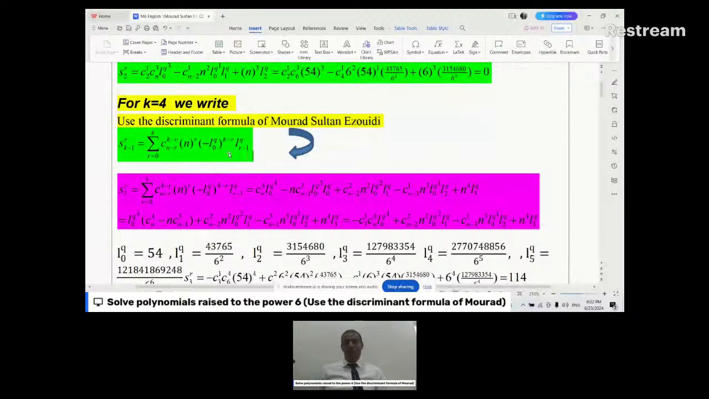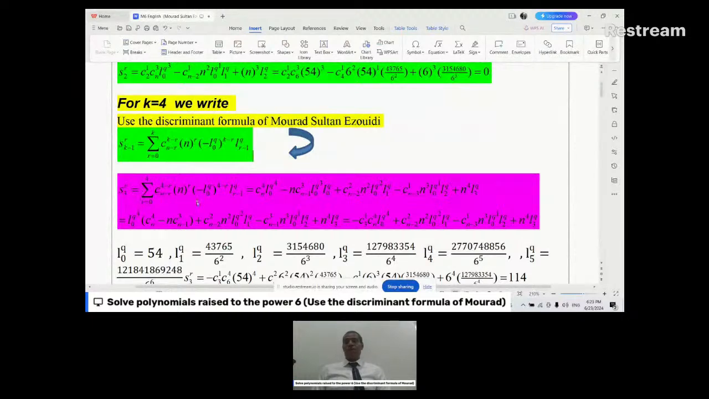Then the rest will be easy for you because this is an advanced course, an advanced lecture. And also this one, it's an occasion for professors to learn, to understand the big relationship between the discriminant formula of Mourad Sultan Ezouidi that had been generalized for any polynomial to the power n. Therefore, we continue learning.